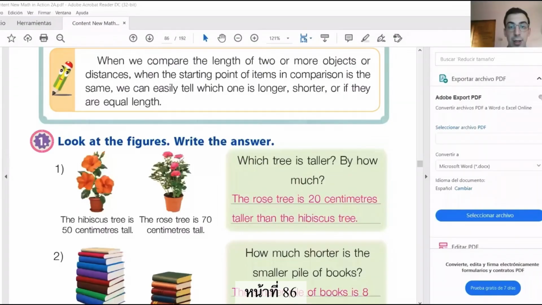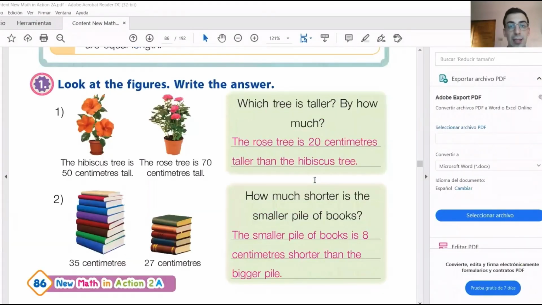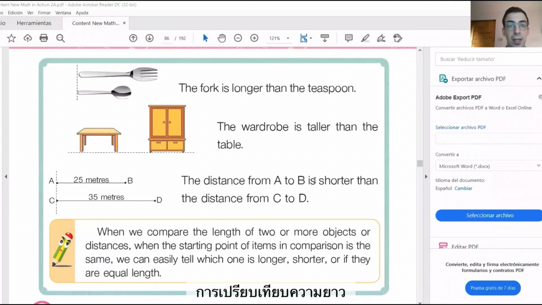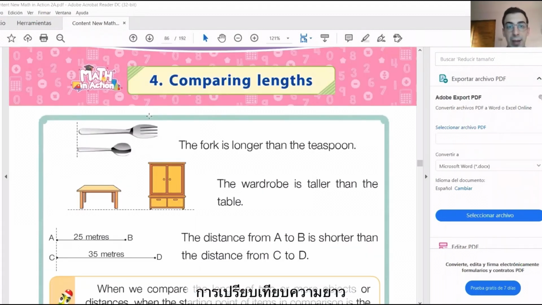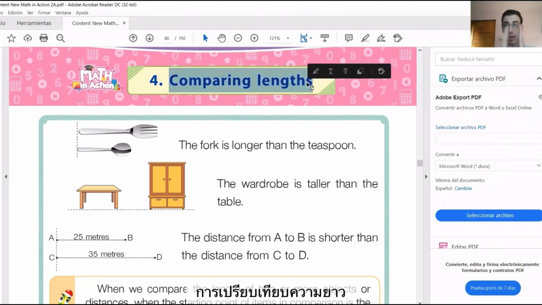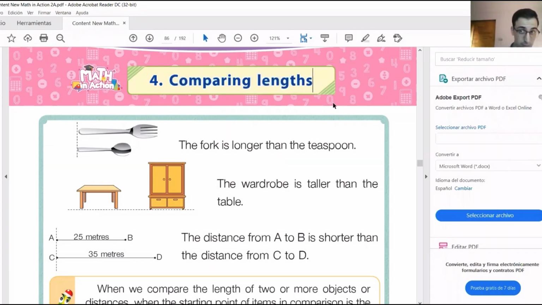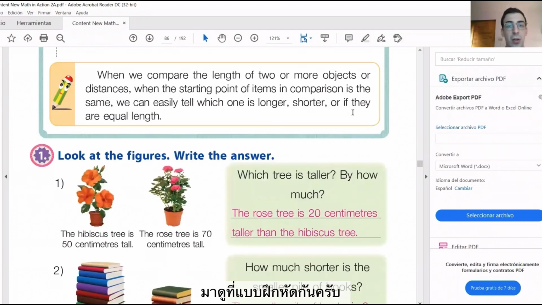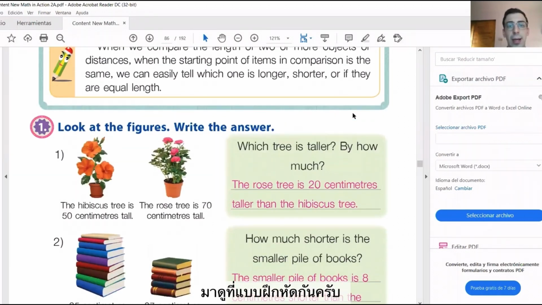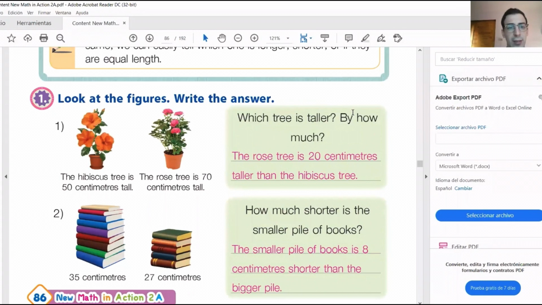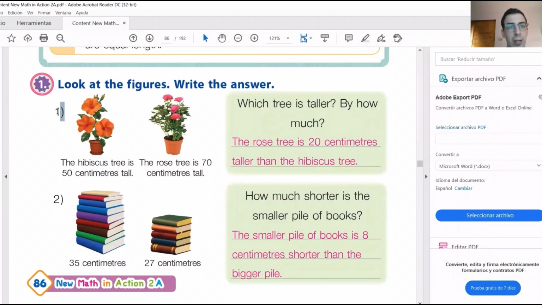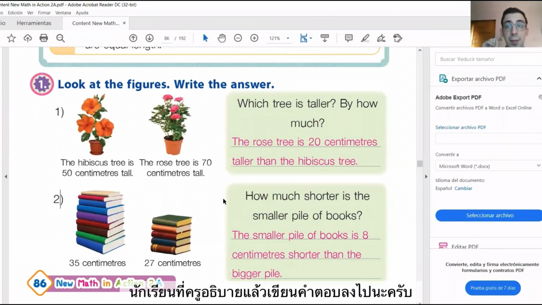Page number 86. Here we are going to compare, as you see here, comparing lengths. Remember, lengths, not height, but length. So let's go straight to the exercise. Here we have two exercises, number 1 and number 2. First listen to my explanation and then you can write the answer in your book.